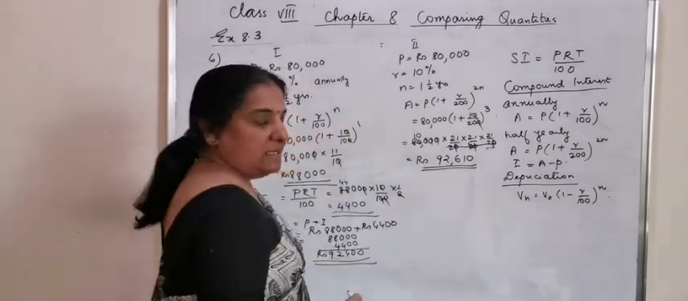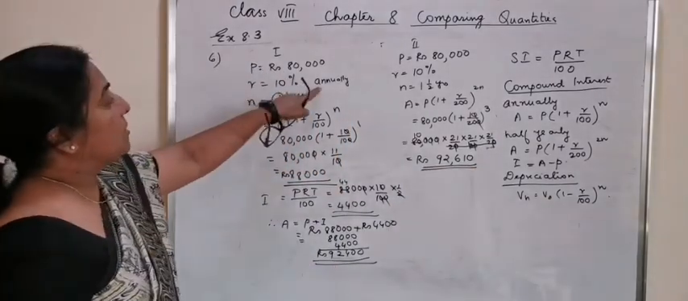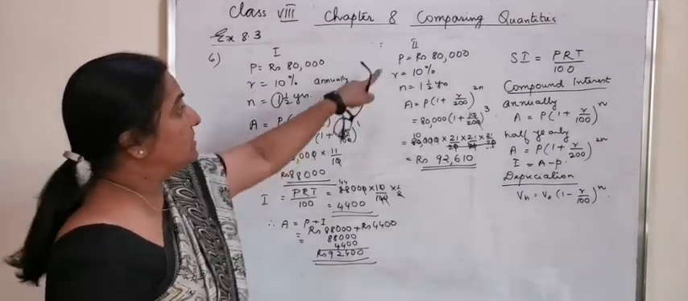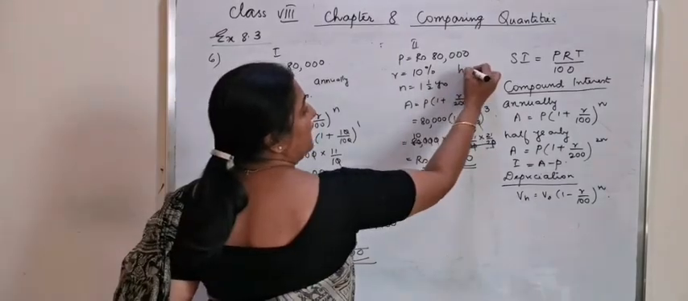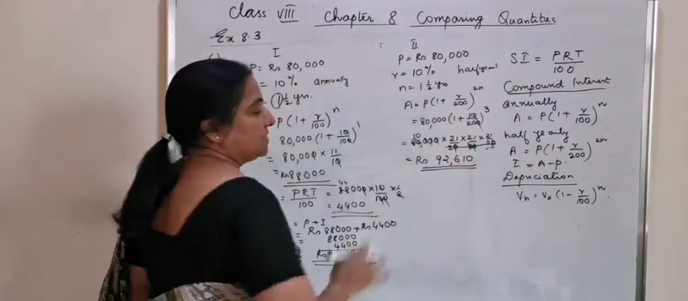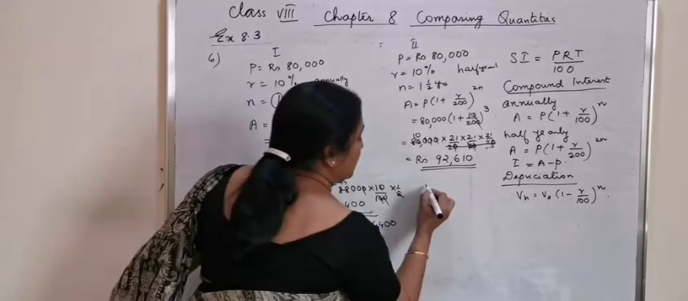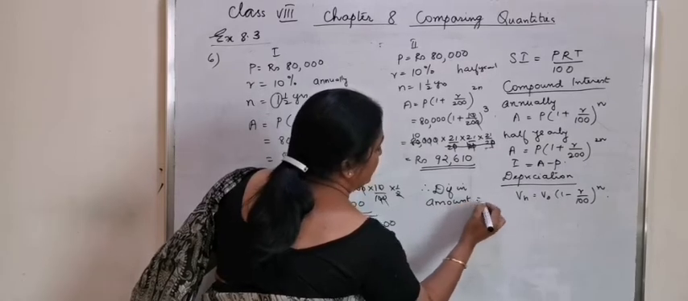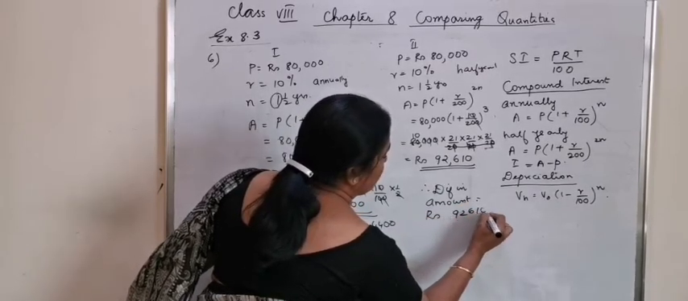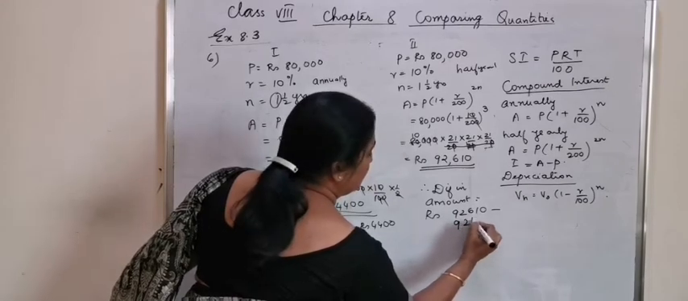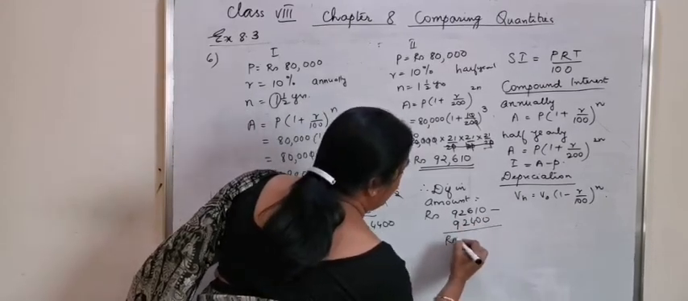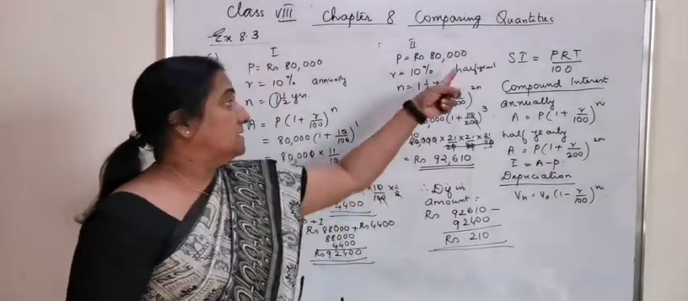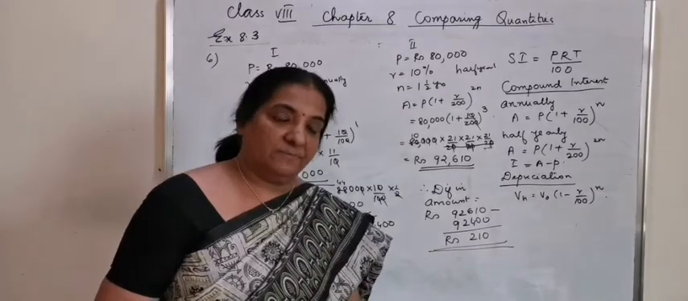So it is 92,610 rupees. So amount by compound interest annually is rupees 92,400 and amount by compound interest half yearly is rupees 92,610. So what is the difference in amounts? The difference in amount is equal to rupees 92,610 minus rupees 92,400 or rupees 210. There is a difference in amount if you calculate compound interest by half yearly.